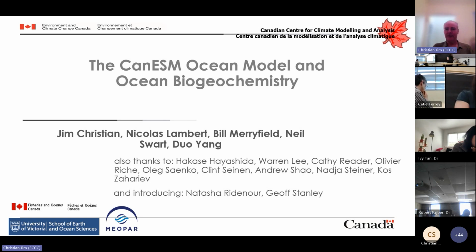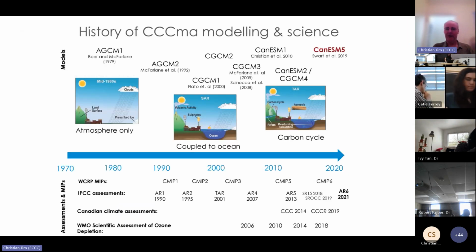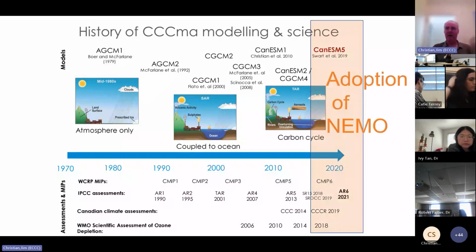So this is a history slide that Neil already showed, so I don't want to belabor all the details. I just want to point out here that our adoption of NEMO as our ocean model is actually really recent. So CanESM 5 is really the only CCCMA climate model that uses the NEMO ocean. So we started working with NEMO about 10 years ago.